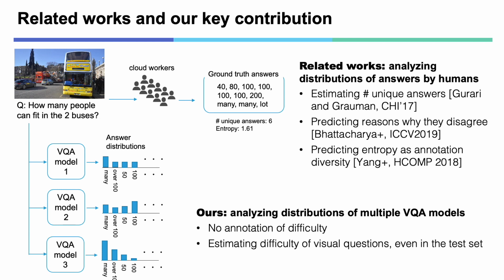There are some prior works, but they have tried to analyze distributions of answers by human annotators, such as estimating the number of unique answers given by the crowd workers, predicting reasons why crowd workers disagree to answer the same question, and predicting entropy of ground truth answers to measure the annotation diversity. In contrast, our work evaluates the difficulty of visual questions for VQA models. We don't need any annotations of difficulty of each visual question. Instead, we use entropy values of answer predictions produced by different VQA models so that we can estimate the difficulty of visual questions in the test set.